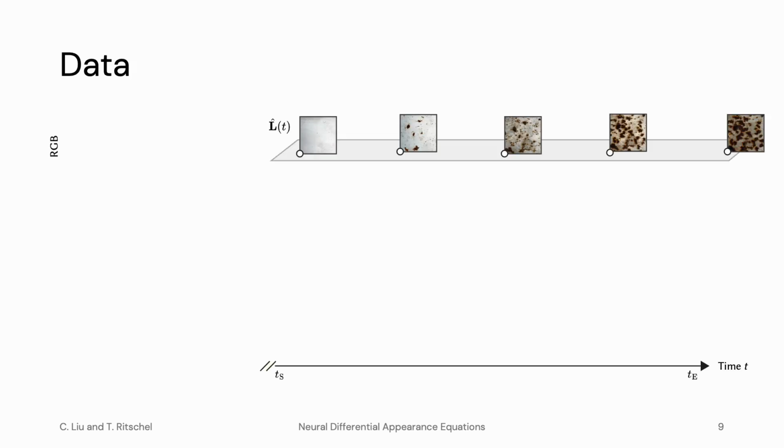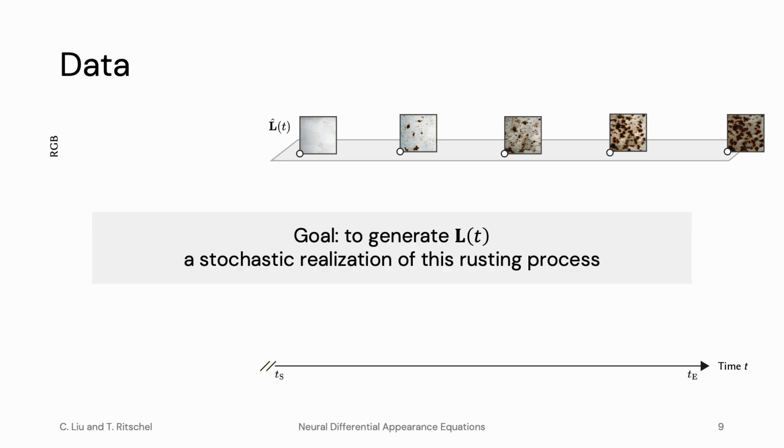The first thing is of course the data. We show a sequence of images from the rusting process. They are in RGB space. They start at t_s and end at t_e. We use the symbol L hat for it. Our goal is to generate L(t), which is a stochastic realization of this rusting process.